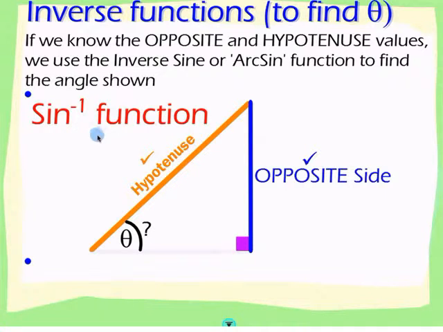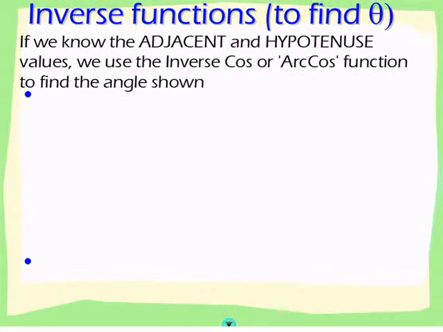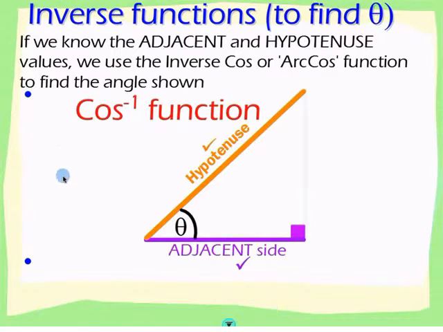Sine to the minus 1 is when we know the hypotenuse and the opposite. So we don't want to do it to death really, but I thought I'd show you these written out a bit more neatly once more. If we know the adjacent and hypotenuse, those two go with either the cos or inverse cos.